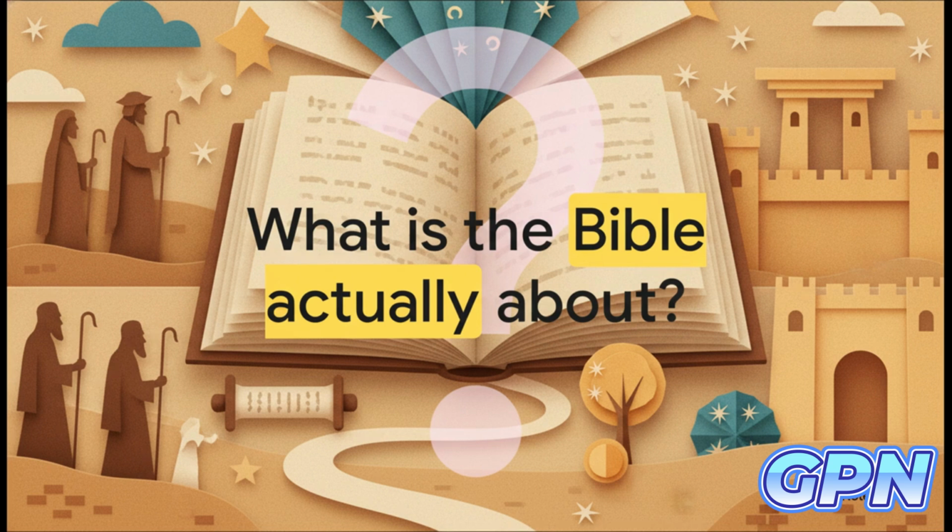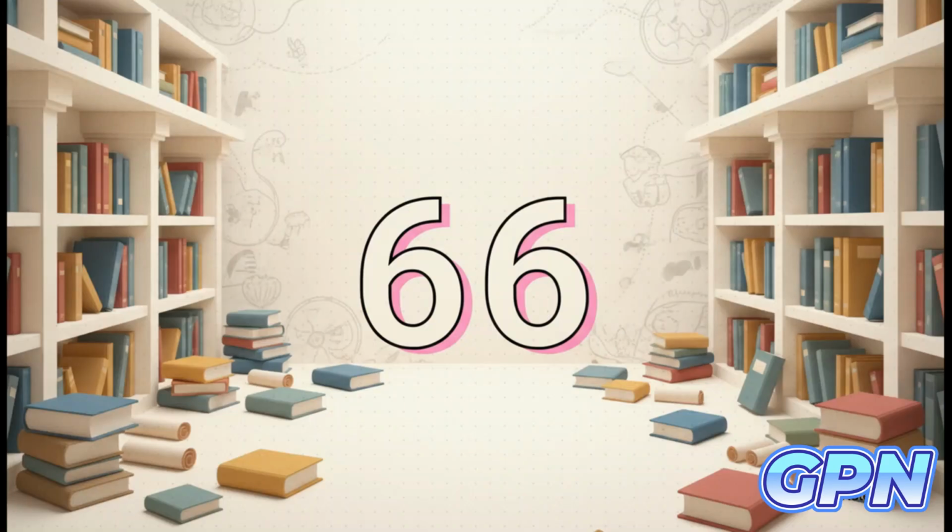We carry it around, we quote it, but a lot of us are kind of in the dark about what the overarching point actually is. And honestly, when you look at how this thing was built, that confusion makes perfect sense. Because here's the thing, the Bible isn't actually a single book. It's a vast, sprawling library made up of exactly 66 separate books.